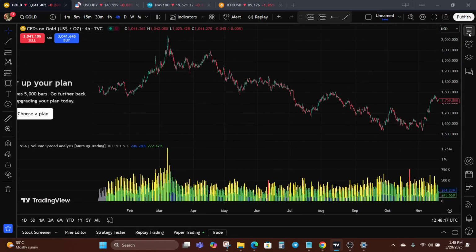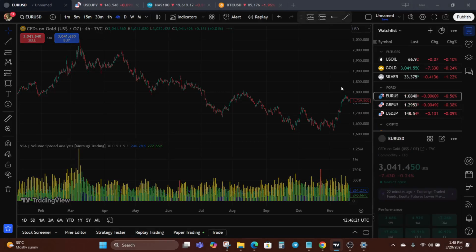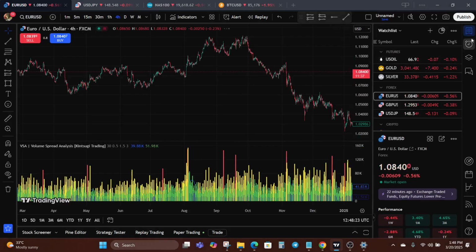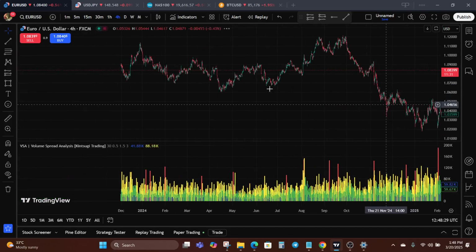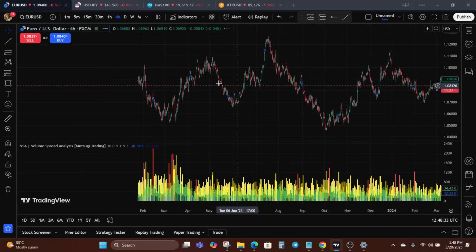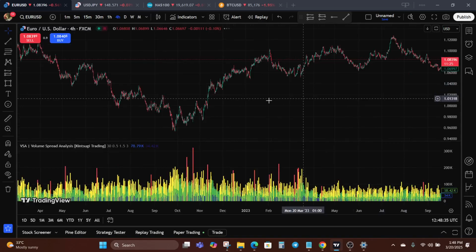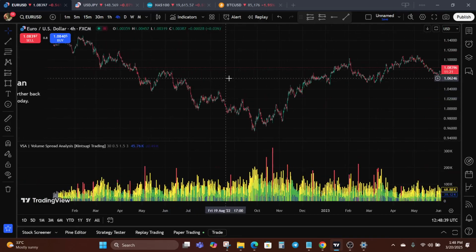All right. Let's just switch to another currency pair. I want to look for a pair where we had a lot of red spikes, because we can see that the red spikes were not exactly that much.